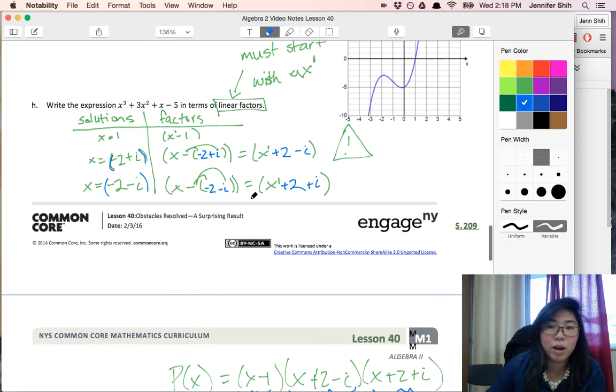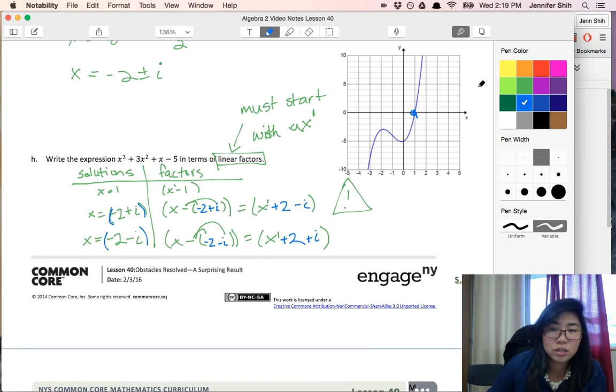Let's go back to our graph. 1 real solution, and then 2 not so real solutions. So I want you to think about it, okay? Okay, summarize, ask questions, and we'll continue this conversation in class.